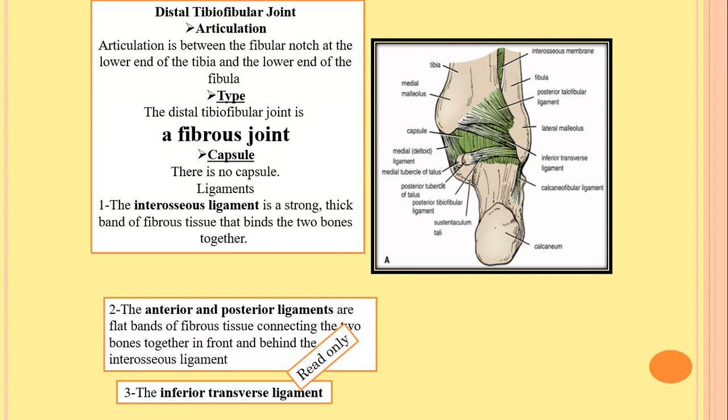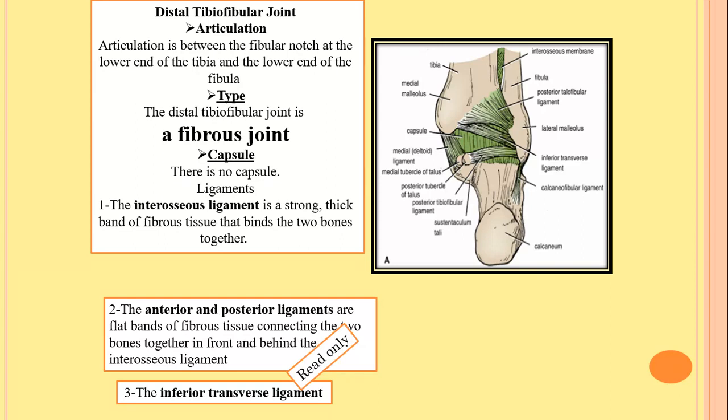And the next slide I want to show is this one. This is the distal tibiofibular joint. It's the articulation, then it's the type. It's a fibrous joint. It's not a synovial joint, it's a fibrous joint, a syndesmosis type. It means that there will be a small amount of movement or no movement occurring at this joint. And the ligaments are the interosseous ligament, anterior and posterior ligaments, and inferior transverse ligament. And here, because there is no movement occurring at this joint, no movement has been shown here.